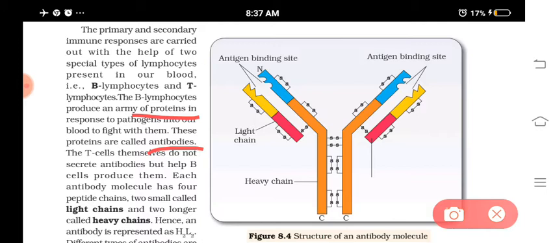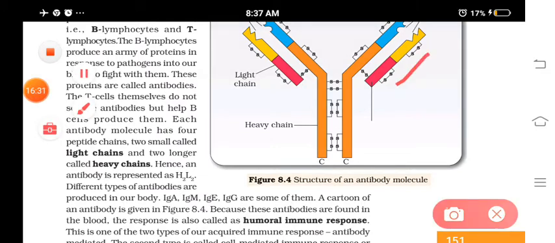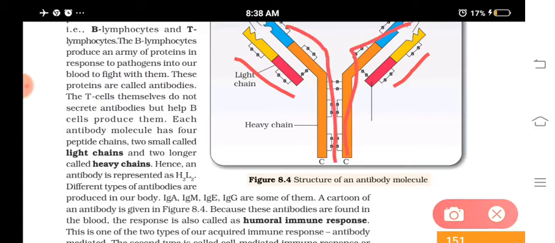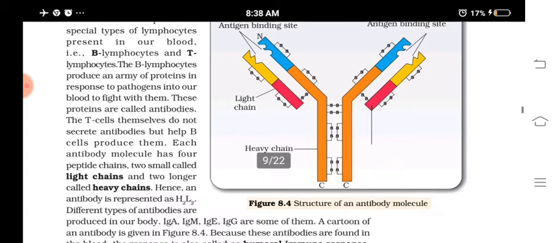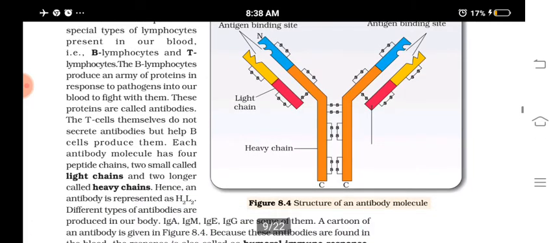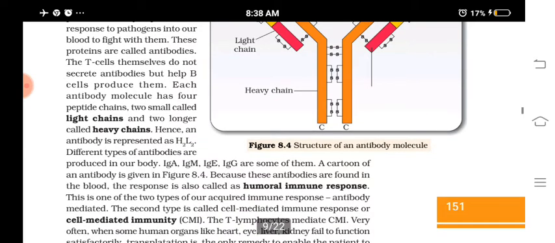So when you take the structure of an antibody, it's a protein molecule only, and it has four polypeptide chains. Two smaller chains, these two light chains, and two long chains will be there. They are known as heavy chains. So this is the structure of an antibody molecule. You have to practice and draw this in your copy, as this can be asked: draw the diagram of an antibody molecule. So it consists of what? Two light chains and two heavy chains. These are represented by what? H2L2.